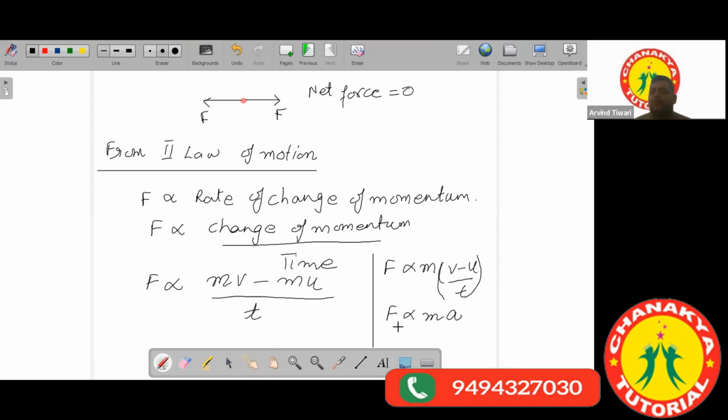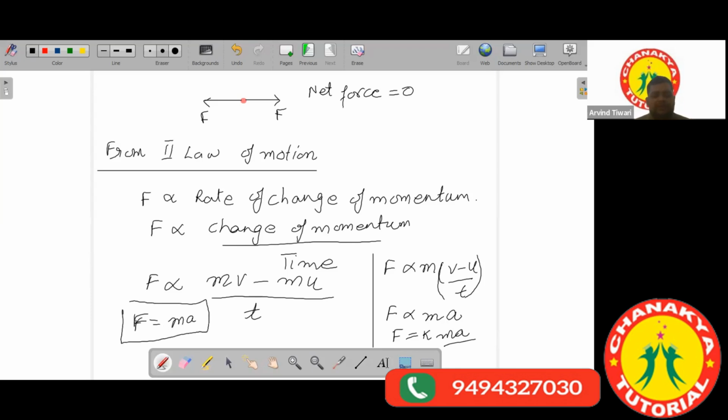And finally, obtaining the constant of proportionality between force and this, it is found to be 1. And hence we write F equals the constant K multiplied by ma. When ma is measured in SI units, the constant of proportionality is 1. And we can write F equal to ma. So here the value of K, the constant of proportionality, is equal to 1.